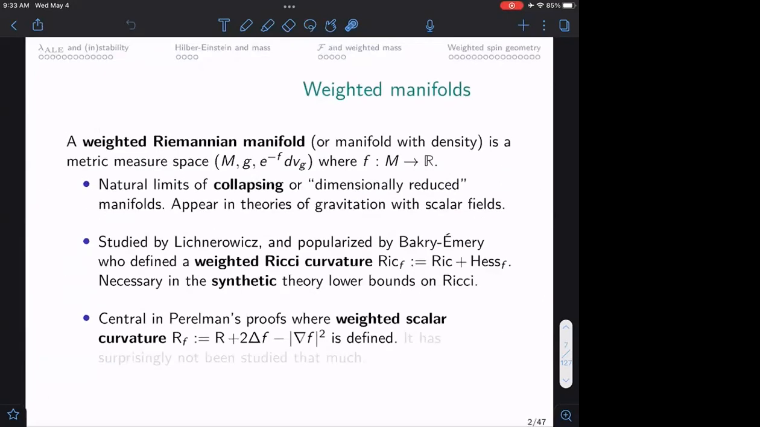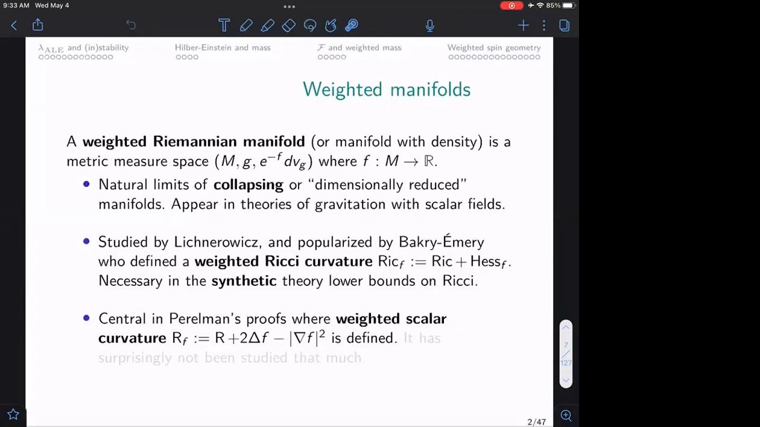Now, today, I want to motivate going back to Perelman's papers, where he introduces a weighted scalar curvature. Interestingly, it has not been studied that much as a weighted scalar curvature, and that's what we try to do here. You'll notice that this is not the trace of Bakry-Émery's curvature. It's a bit different, but it really seems to be the right one.